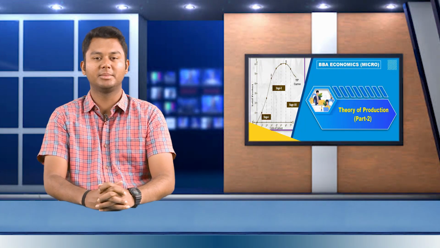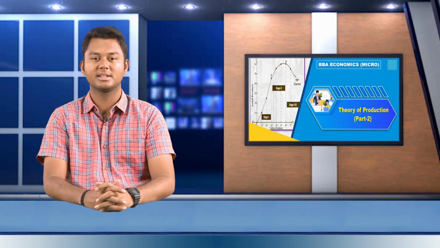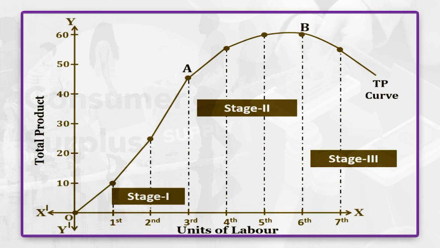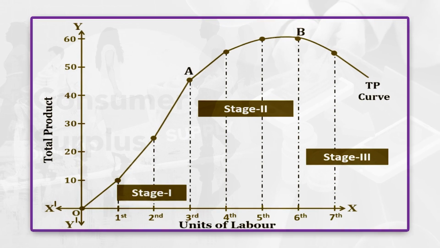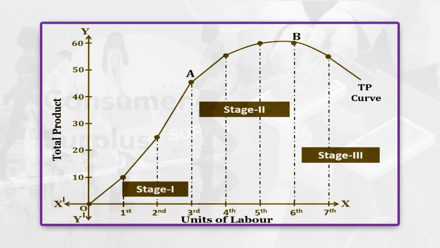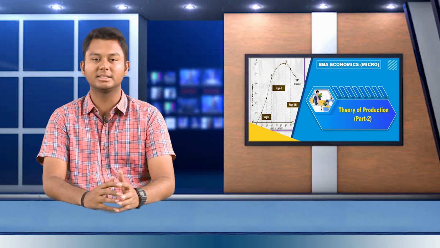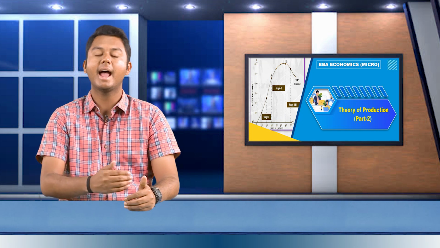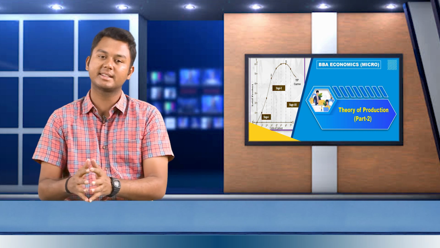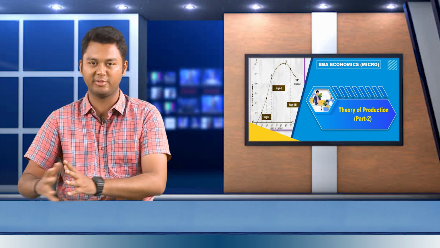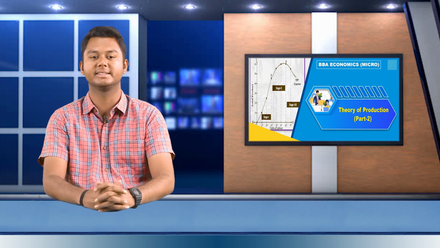Owing to these flexibilities, that is the assumptions, let us look at the stages in the law of variable proportions. The law of variable proportions is also known as the law of returns to a factor. The reason for this is that it pertains to the short run as we have seen, and the returns are only with respect to the variable factor, as other factors are held constant or fixed. That is what short run is.